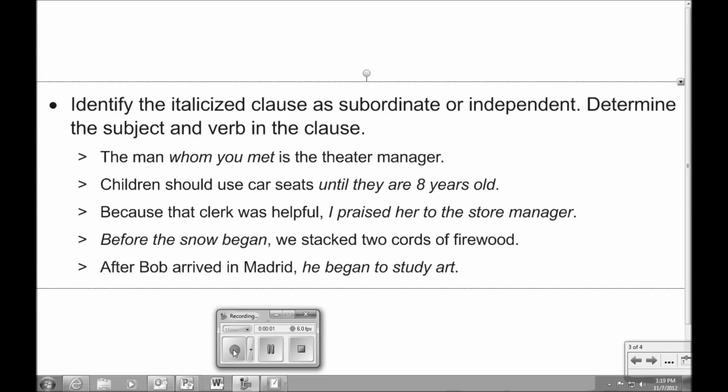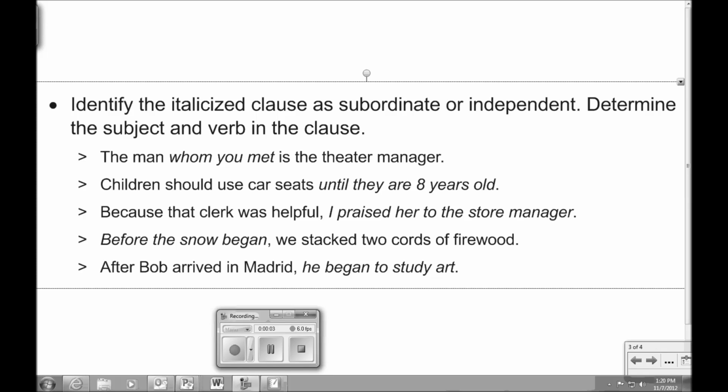Now, if you'd like, you can take the remainder of the video as practice for yourself. I'll show you a few sentences. I'd like you to pause it, practice, and then I'll go over the answers. So if you'd like to, right now, pause the video and try to identify the clause as subordinate or independent and see if you can find the subject and verb. Let's see how you did.